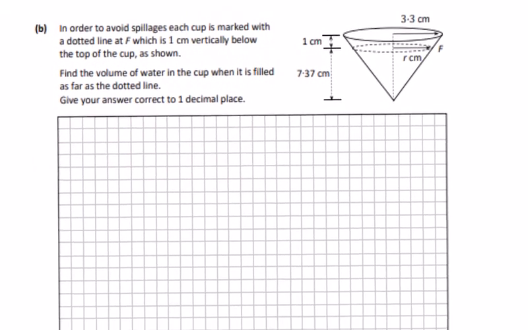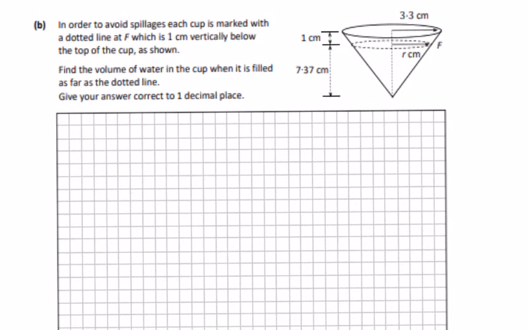Part B, in order to avoid spillages, the cup is marked with a dotted line at F, so it's just filled up to here. They don't fill it up all the way, so they fill it up to here. So what do we need here? We need the radius of this new fillage, and similar triangles always come into these questions with cones. So I have two similar triangles, should help me find the radius.